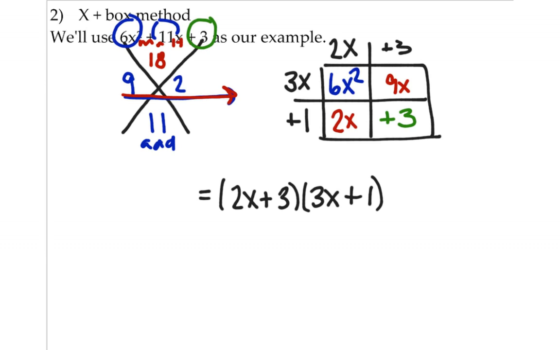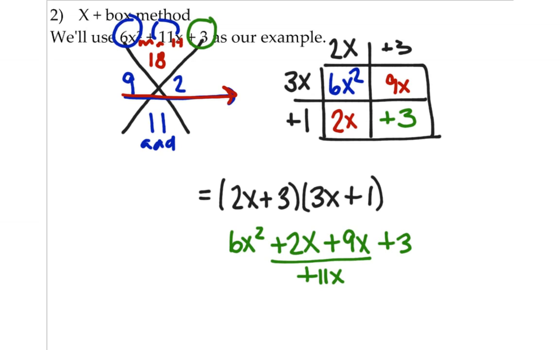Now, watch my check here, because this is pretty cool. 2x times 3x, 6x squared, first term in the box. 2x times 1 is plus 2x, that's in the box. 3 times 3x, 9x, also in my box. 3 times 1 is plus 3 in my box, and when I add the 2x and the 3x, there's the 11x in the original problem. So it's kind of cool.